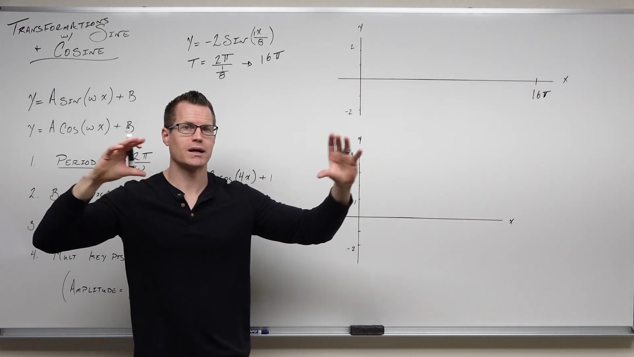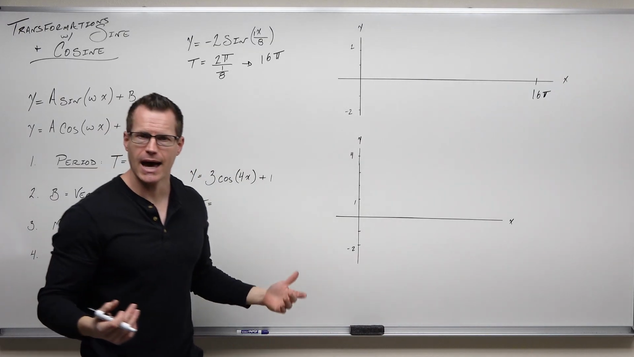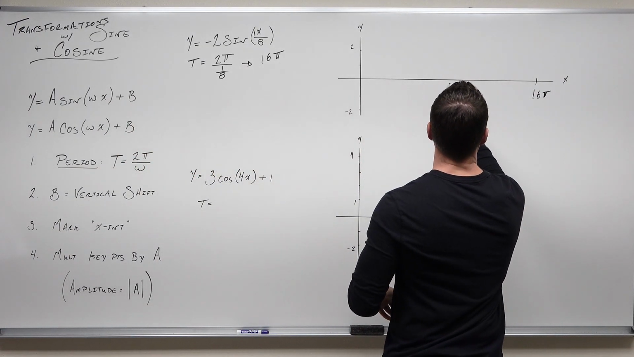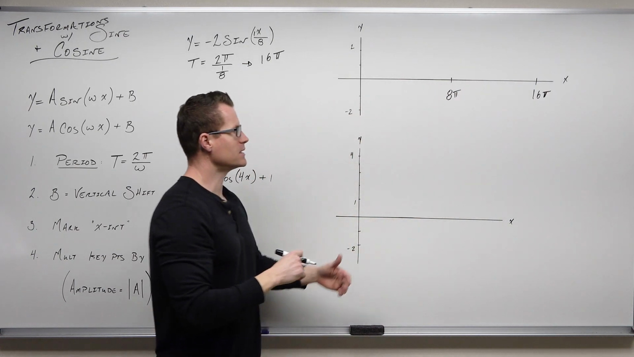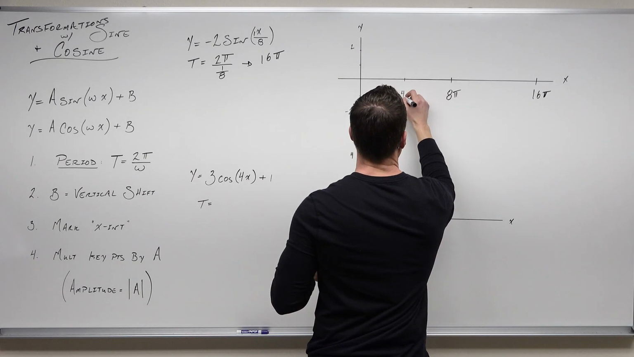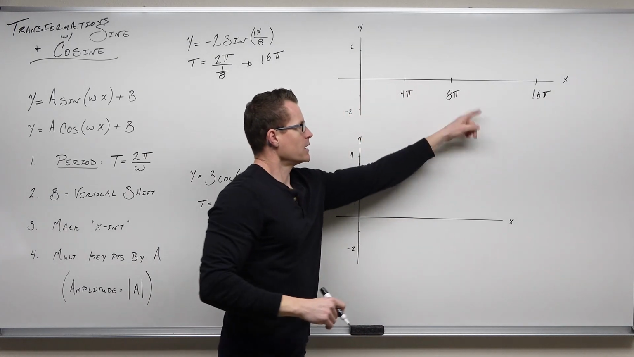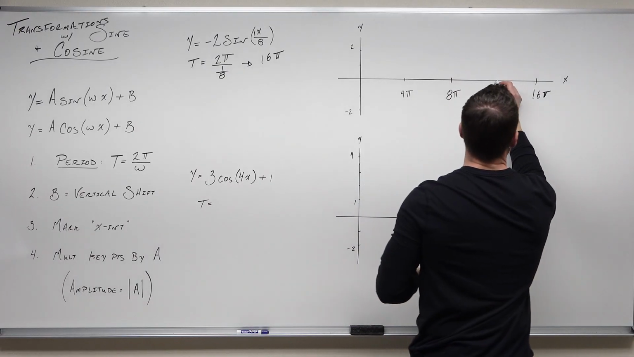16 pi, this is going to be a really stretched out period, so a really stretched out graph of sine. Let's find half of that. That's really convenient. Let's find half of that. In between here, remember, you can always add these two to find the third quarter. That's 12 pi.